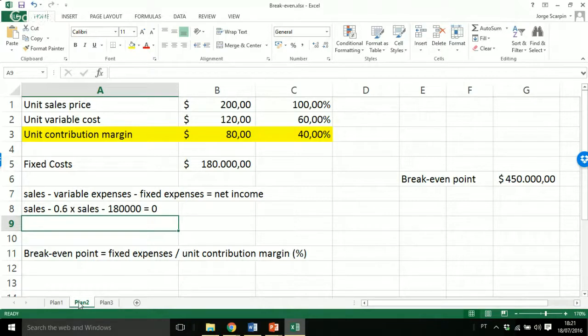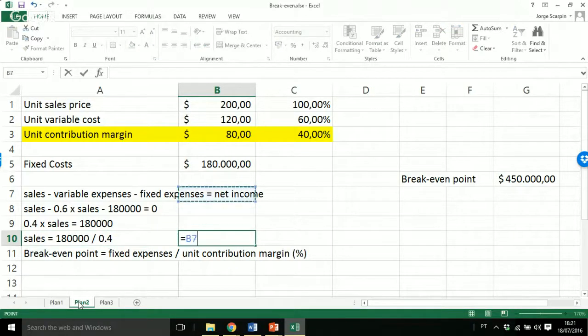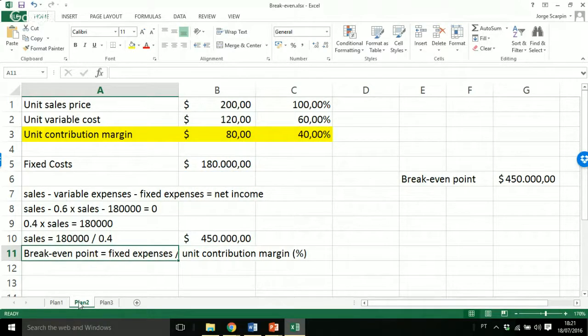So sales minus 0.6 sales is 0.4 times sales, equal to $180,000. So sales is equal to 180,000 divided by 0.4. So 180 divided by 0.4, the same $450,000 as before. So why do we have to do this if the first method gives us the same number?